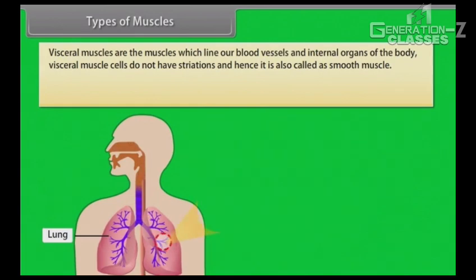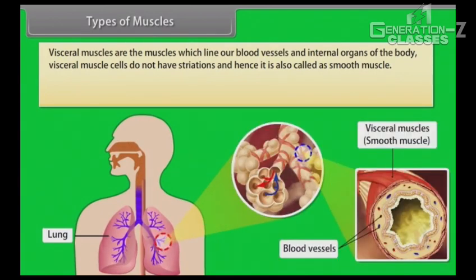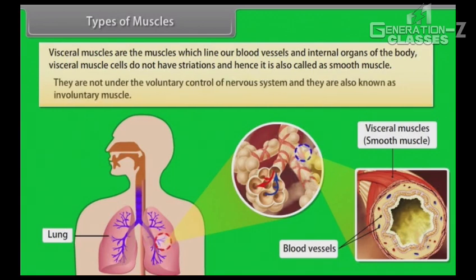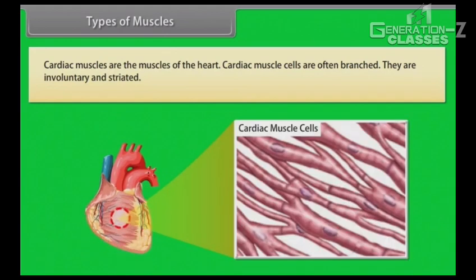Visceral muscles are the muscles which line our blood vessels and internal organs of the body. Visceral muscle cells do not have striations and hence it is also called smooth muscle. They are not under the voluntary control of the nervous system and they are also known as involuntary muscles. Cardiac muscles are the muscles of the heart. Cardiac muscle cells are often branched. They are involuntary and striated.